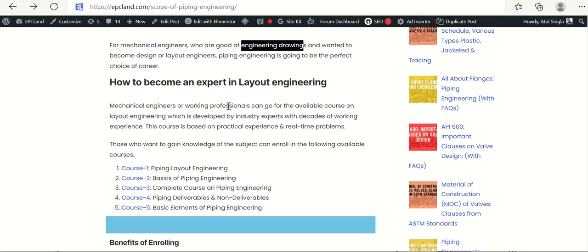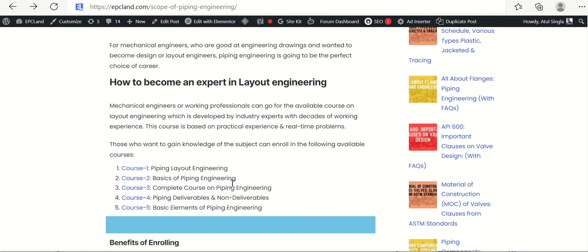Now, how to become an expert in layout engineering? A mechanical engineer or any working professional can go for available courses on layout engineering. There are so many institutes, so many ways, maybe YouTube is there, a lot of articles are there, so many possible ways to learn from industry experts, right? At the same time, there are a few courses which have been developed by EPCLAND, and these are available on this platform. If you go to this link, you can look at courses 1, 2, 3, 4 and 5.